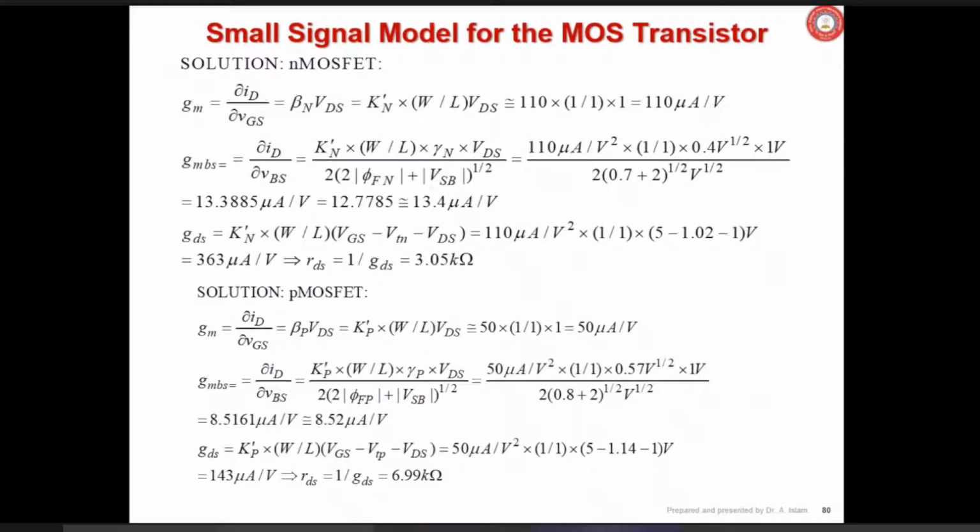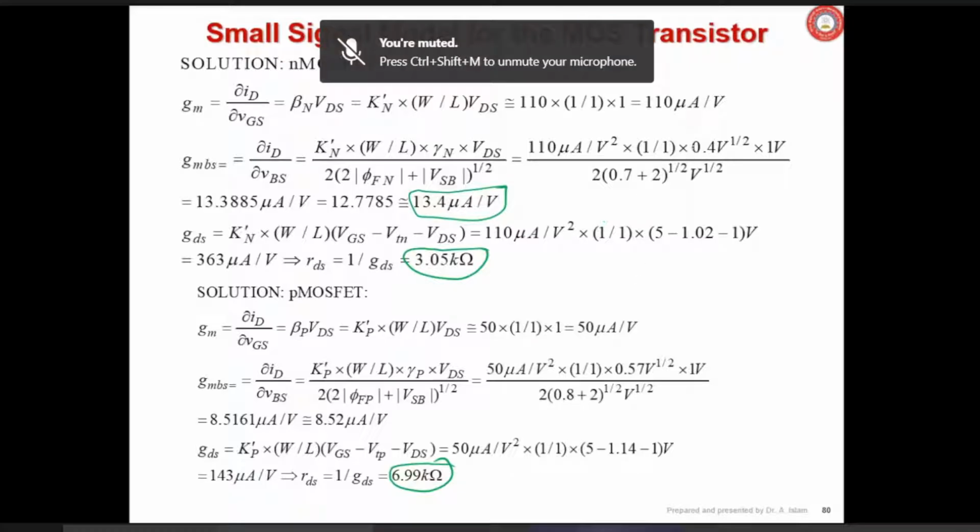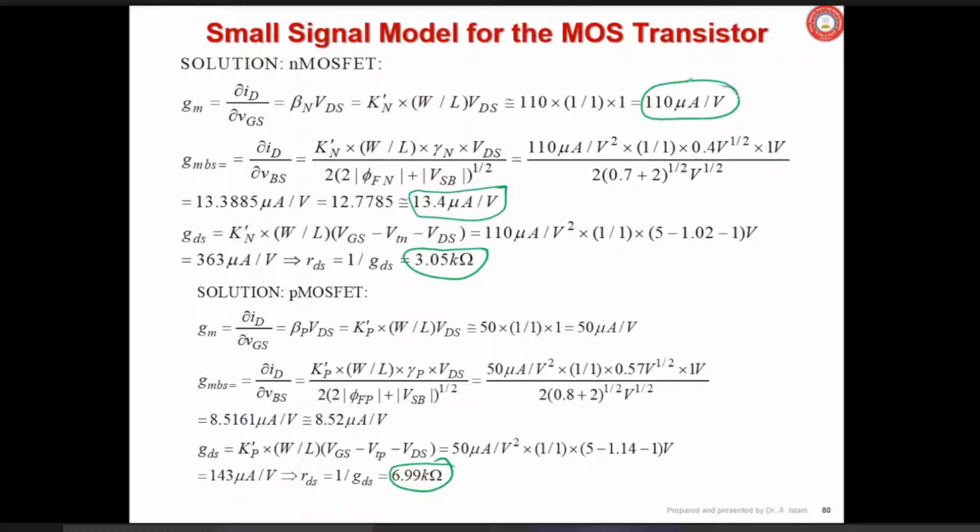The solution is further extended very elaborately here. These are the results. The value of GM, GMBS is calculated, GDS is calculated. This is for the N MOSFET, this is for the P MOSFET.